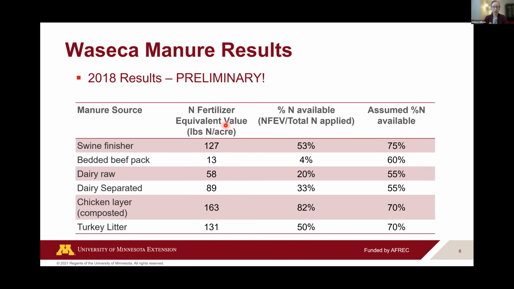Here's our nitrogen fertilizer equivalent value. Here's our percent nitrogen that was available versus how much we assumed was available. So for all of these, you can see that the percent nitrogen available was much higher at Waseca. And the one thing that was interesting was our composted chicken layer was actually higher, more available nitrogen than we assumed. So that was kind of an interesting turn of events. The one that was a little bit lower than our Lamberton site was our bedded beef pack. At Lamberton, we got about 6% availability, but at the Waseca site, we got a little bit less at 4%.